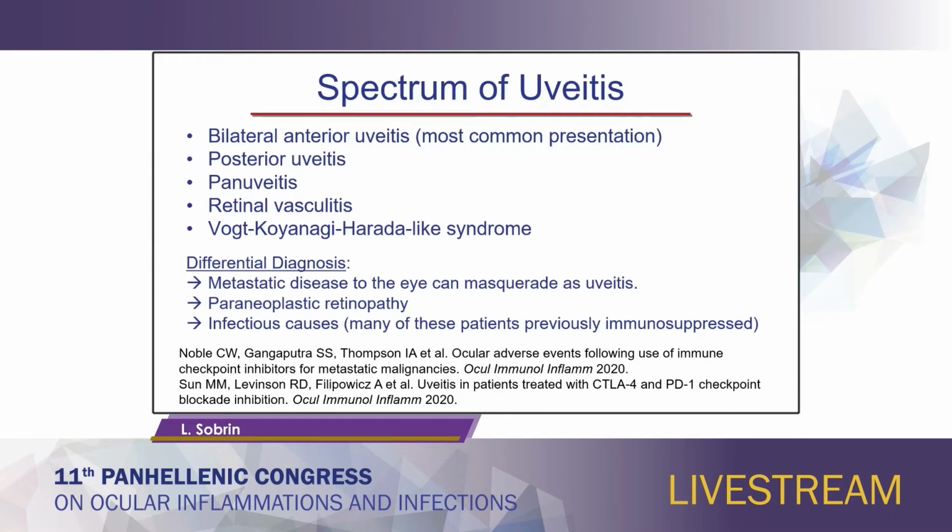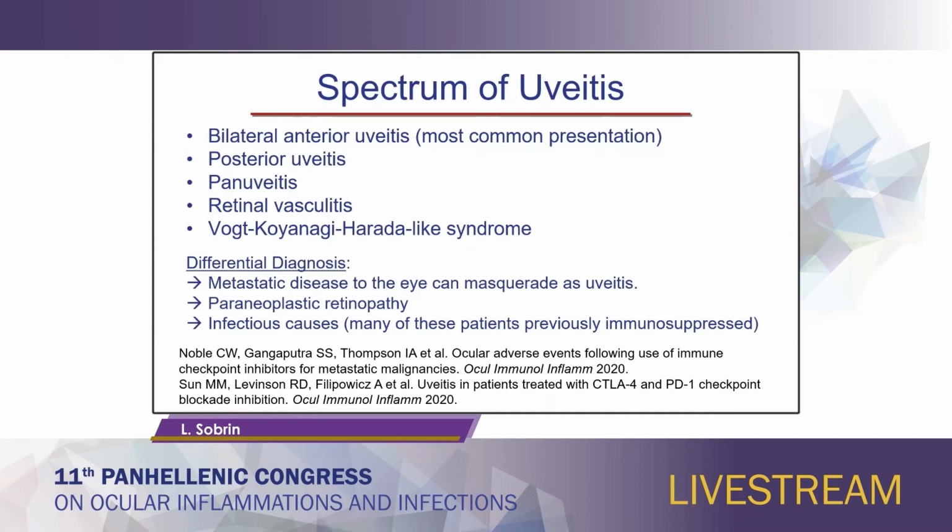We'll focus on uveitis for the remainder of the talk primarily. In terms of the spectrum of disease, we can see uveitis at many different anatomic locations, but the most common is bilateral anterior uveitis. Posterior panuveitis have been reported as have isolated retinal vasculitis and VKH-like syndromes.